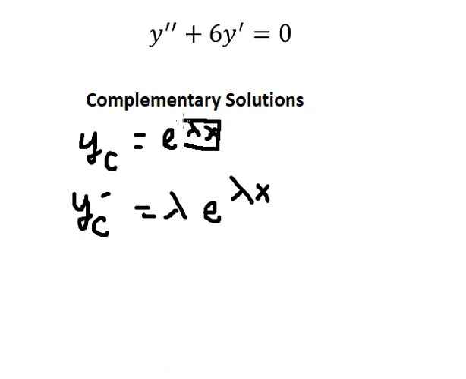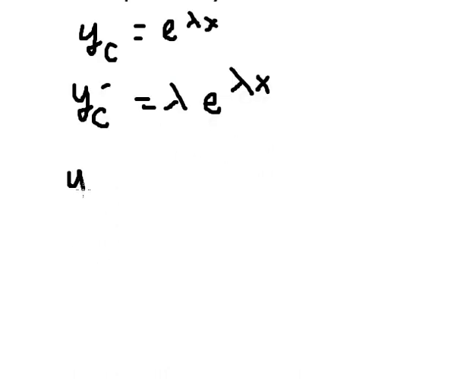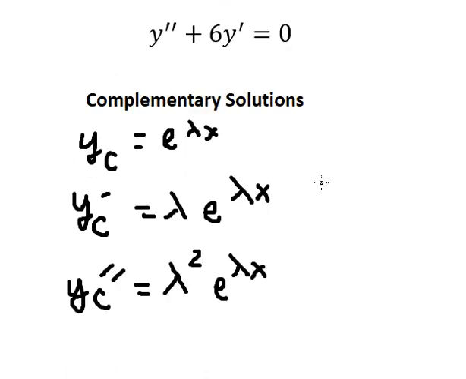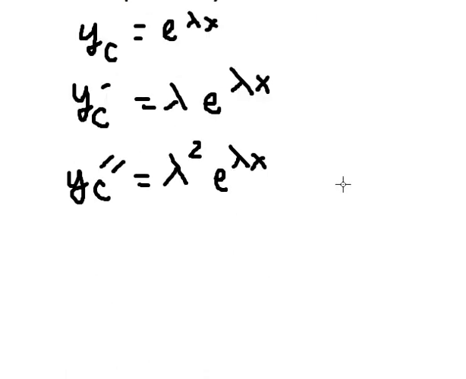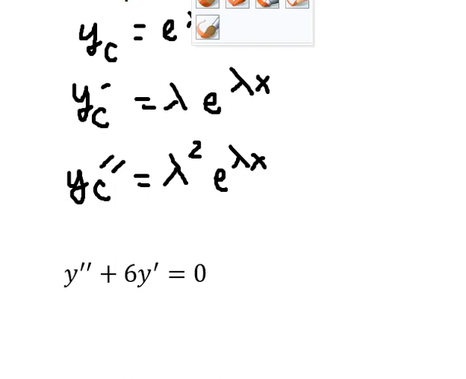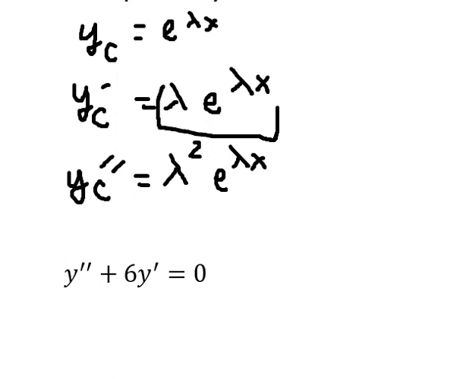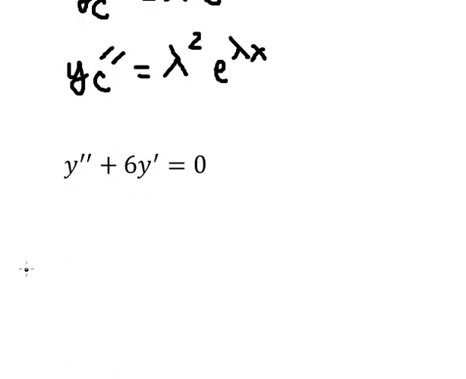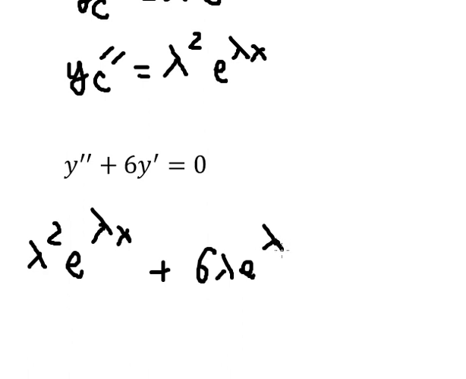Later we need to do the first derivative of lambda s, and you get lambda. Now we go to the second derivative of yc, and we have lambda squared e to the power of lambda s. Now we have this one. So I will put this one here, and this one here. So we have lambda squared e to the power of lambda s plus 6 lambda e to the power of lambda s.